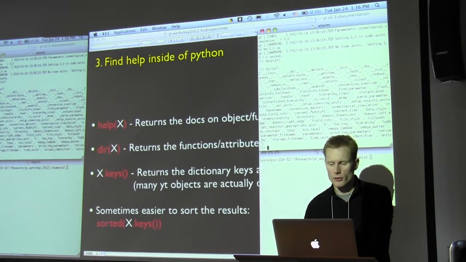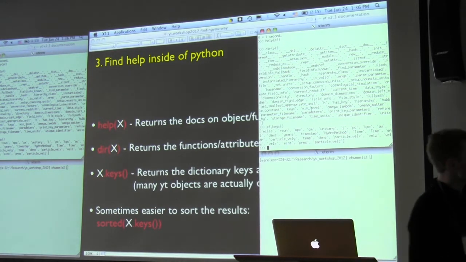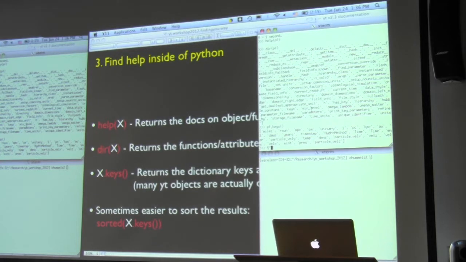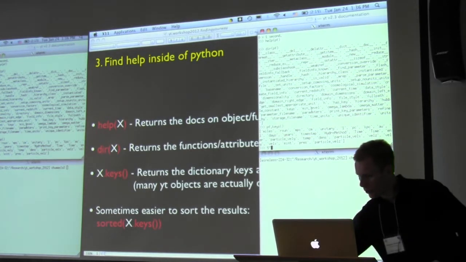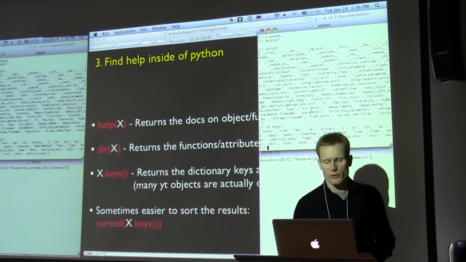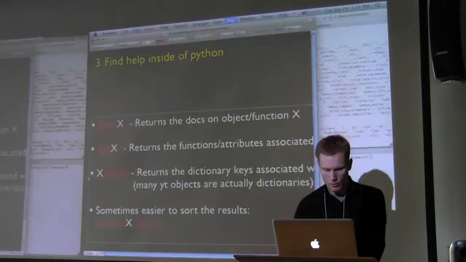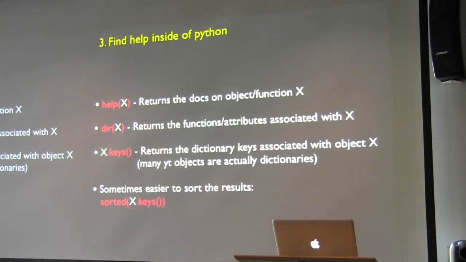You can run directory on that, and you can see the different functions and attributes associated with it. And finally, we can run keys on that, and it tells us the different dictionary entries associated with that. So now you know a little bit more about this particular object. So this can be really, really useful in dealing with data types or attributes or whatnot that you're unfamiliar with.